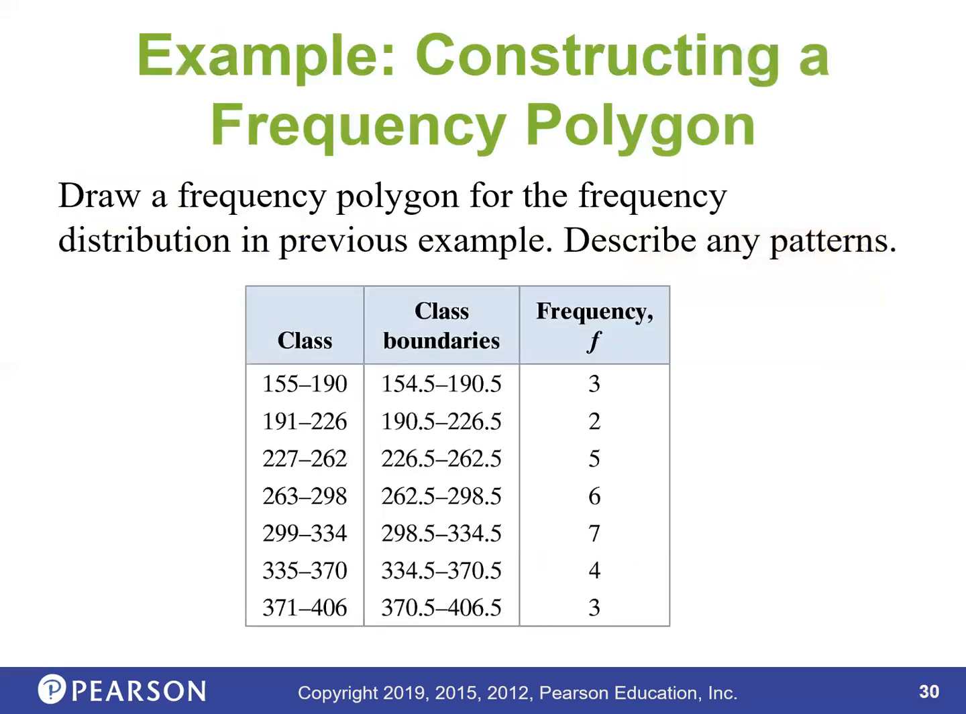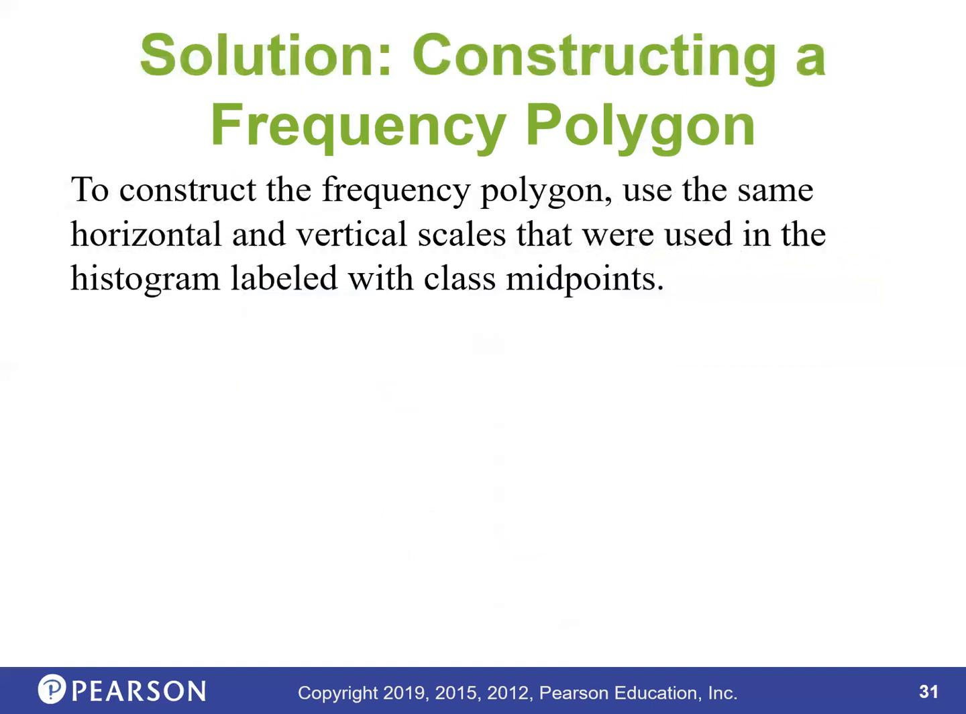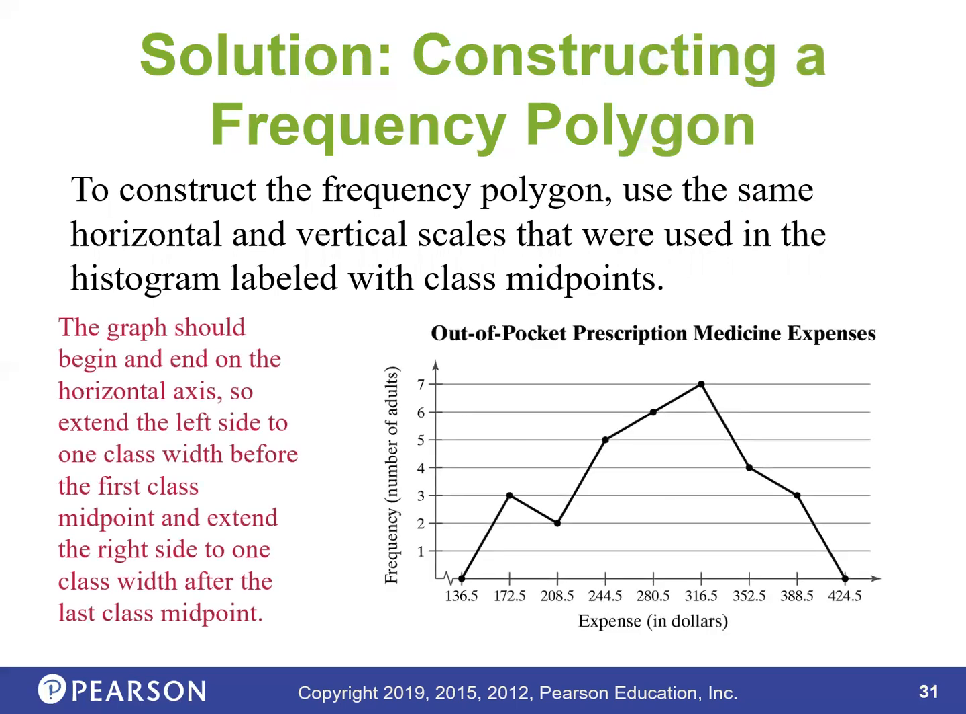But if we had our little class boundaries over here, we're going to construct a frequency polygon real quick. The only thing with frequency polygons is we use midpoints, because we only use one dot in the process, and the best one to use is the midpoint. So it looks like this right here. So the stuff in red: the graph should begin and end on the horizontal axis. It usually goes up, then comes down, and we're going to use the midpoints.